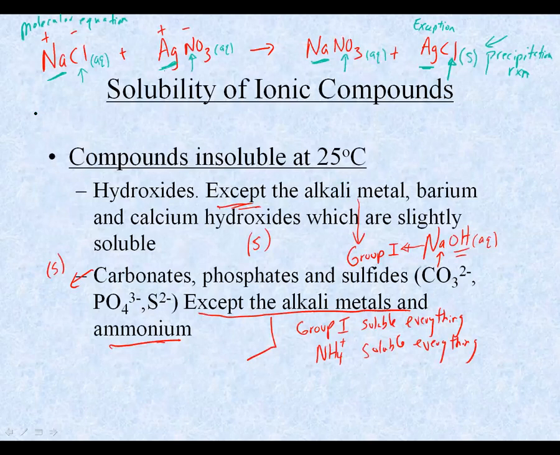If we broke this up into our ionic equation, or our total ionic equation, we would want to break up everything that's aqueous and leave together everything that is solid. So the sodium chloride would break apart into a sodium ion plus a chloride ion. The silver nitrate would break apart into a silver ion plus a nitrate ion. Now, on the other side, our sodium nitrate, which is aqueous, will also break apart into a sodium ion and a nitrate ion.